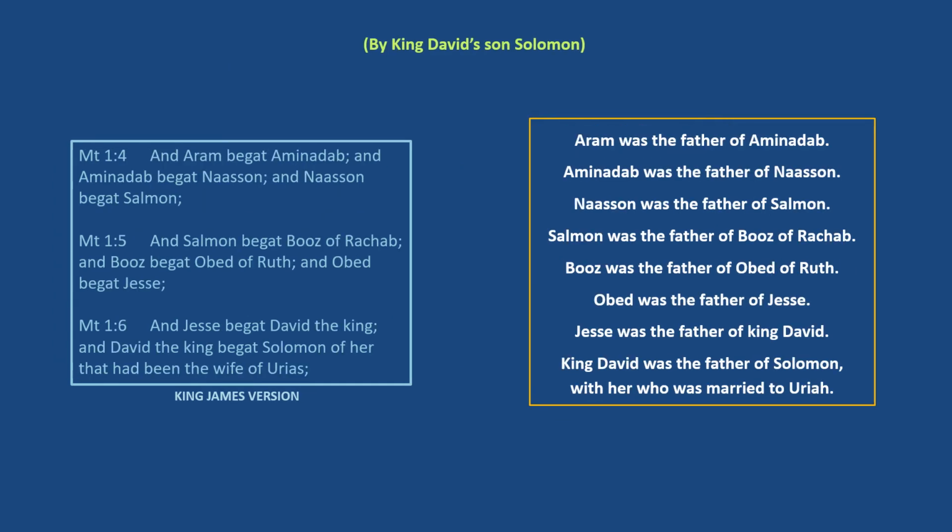Aram was the father of Abinadab. Abinadab was the father of Nason. Nason was the father of Salmon. Salmon was the father of Booz of Rochab. Booz was the father of Obed of Ruth. Obed was the father of Jesse. Jesse was the father of King David. King David was the father of Solomon, with her who was married to Uriah.